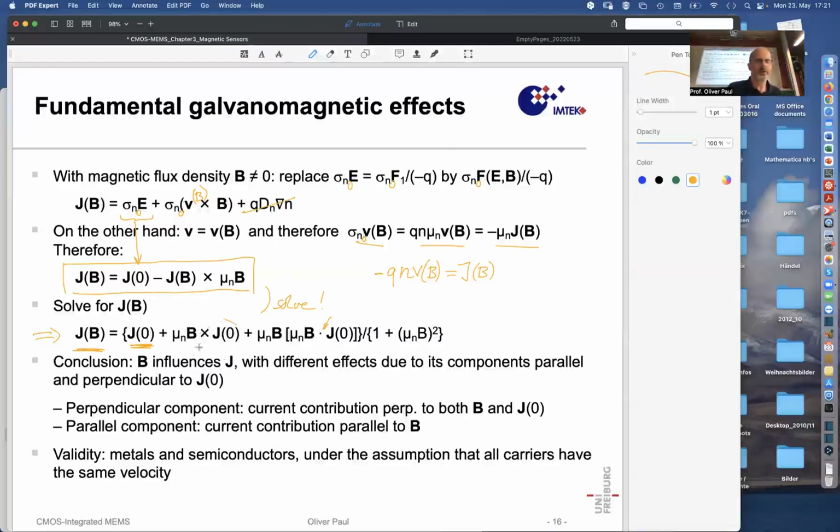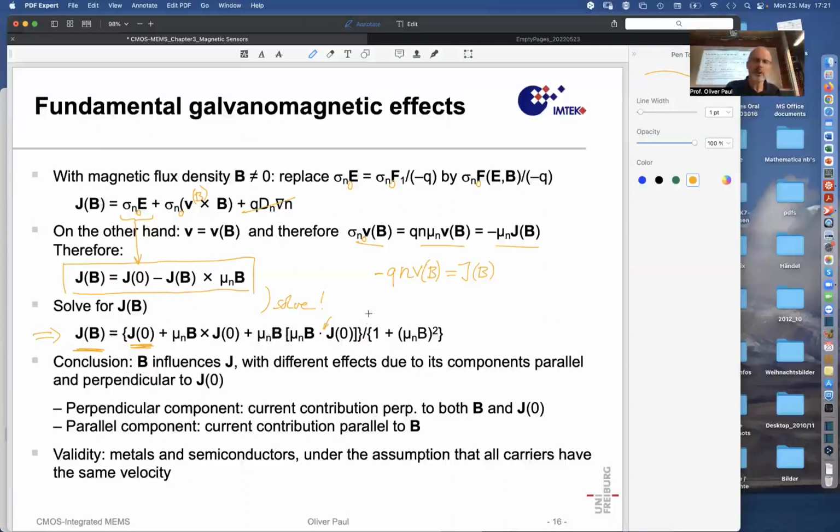Yeah. Then, if B is perpendicular to J, this is present, and this dot product is 0. The dot product of two perpendicular vectors is 0, so this is gone. If B is in the same direction as J, then this is 0, but this dot product becomes maximum. And then we have a modification of J0 by something in the direction of J, because we just assumed that B was in the direction of J, and J is modified.